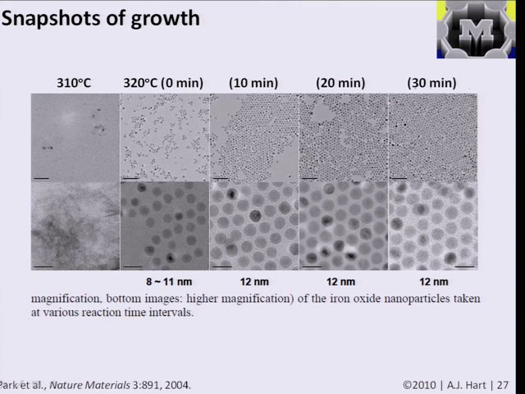But if they process it at 320C for a very short time, basically they're just heating it up to 320C and then cooling it down, so they call that 0, or 10 minutes, or 20 minutes, or 30 minutes. These are done ex situ by doing the process and then looking at the particles in the TEM. They see that they get a fairly consistent increase in the size of the particles.